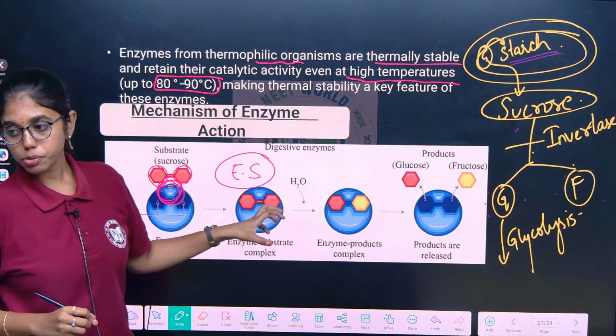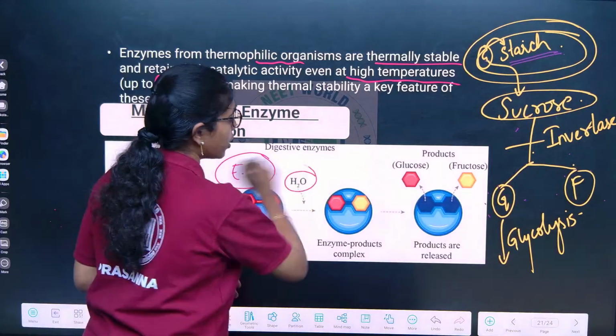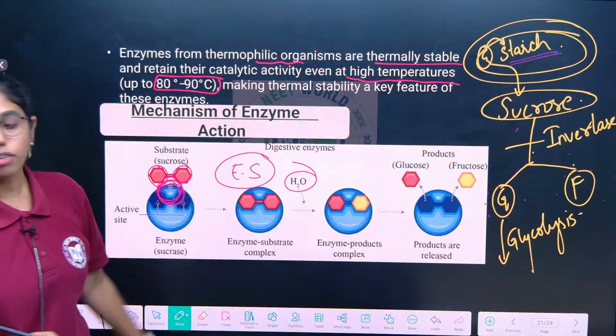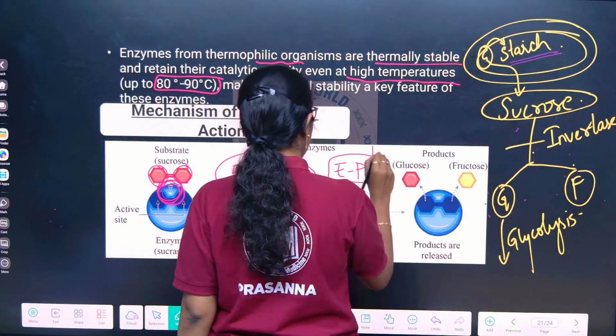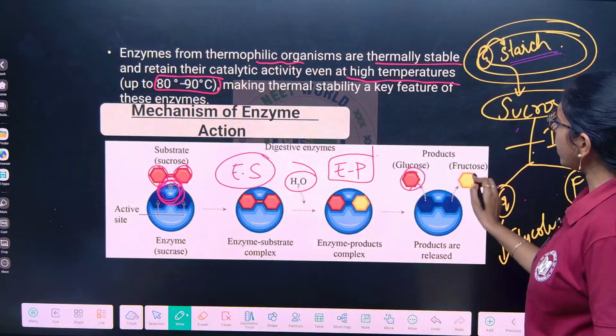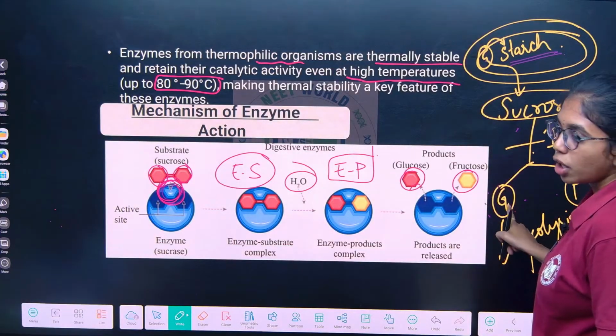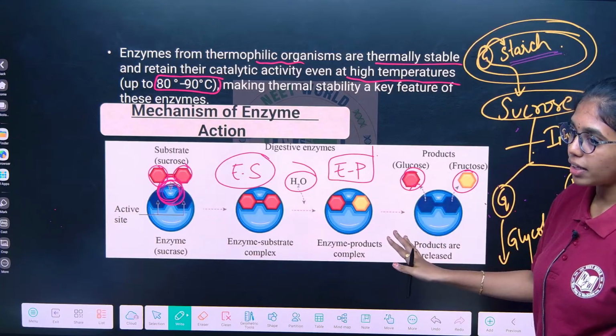In this enzyme substrate complex, hydrolysis will happen where a water molecule will be released, and what will be formed? The enzyme product complex. This forms the enzyme product complex, and then the products will be released. What are the products over here? Glucose and fructose. This basic model you have understood, no?